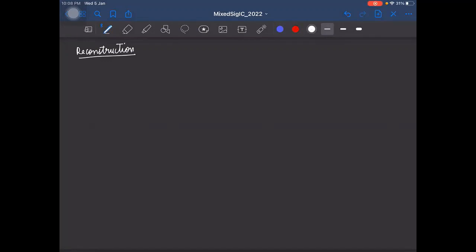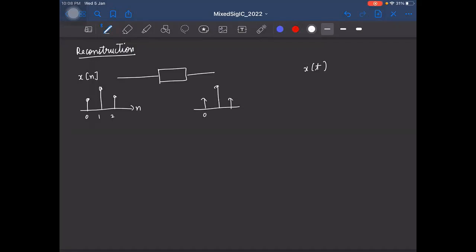So here, what is the goal? We have to convert the discrete time sequence x[n] to the continuous time signal x(t). And how do we do that? Well, let's say this is our discrete time signal, with samples at 0, 1, 2. First we'll convert it to continuous time impulses, at 0, Ts, 2Ts, and so on.